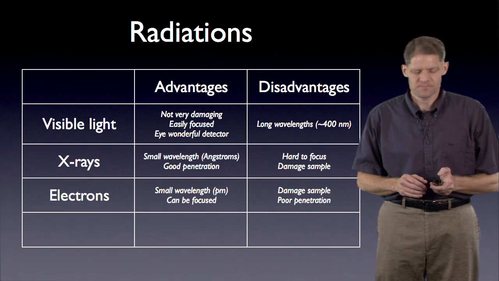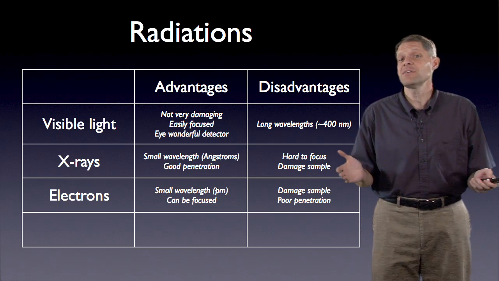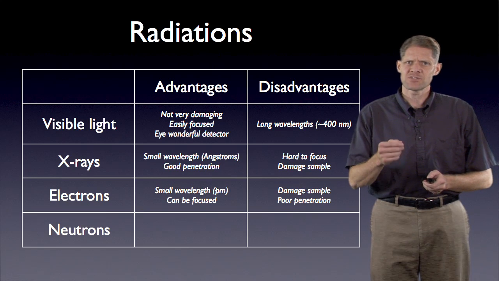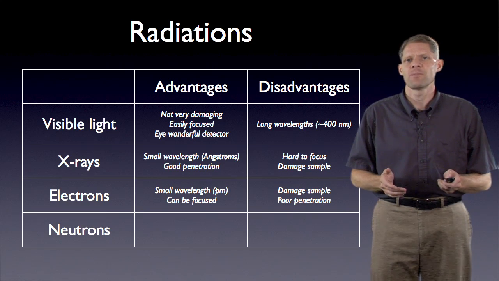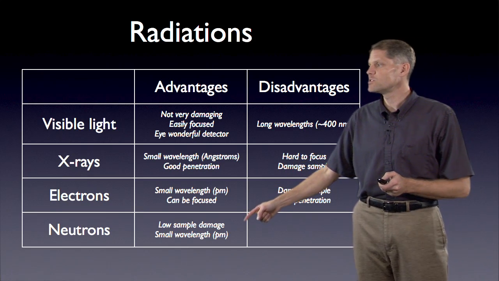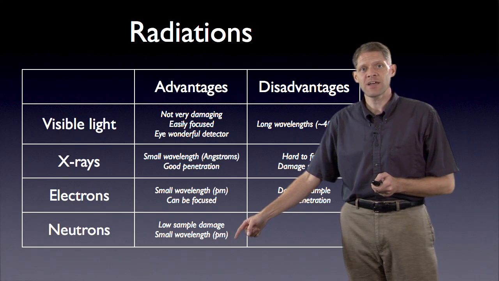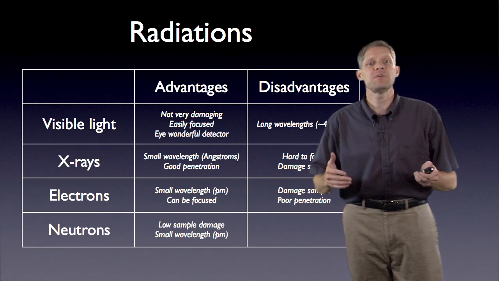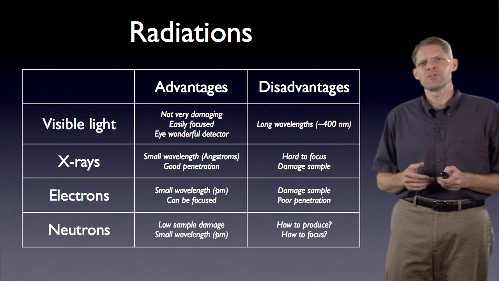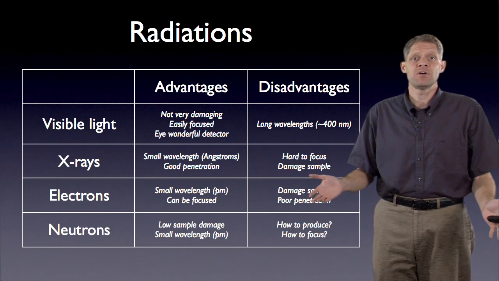So while we're thinking about different radiations, we might consider, is there anything else that we could use to make a great microscope? And there is one that should be talked about, and that's neutrons. Could we make a neutron microscope? The advantages are that neutrons would produce very low sample damage, and neutrons can be made with very small wavelengths, just like electrons, even in the picometers. So that would be fantastic. The disadvantages, however, are, first of all, how do we produce a bright beam of coherent neutrons? We simply don't know how to do that yet.